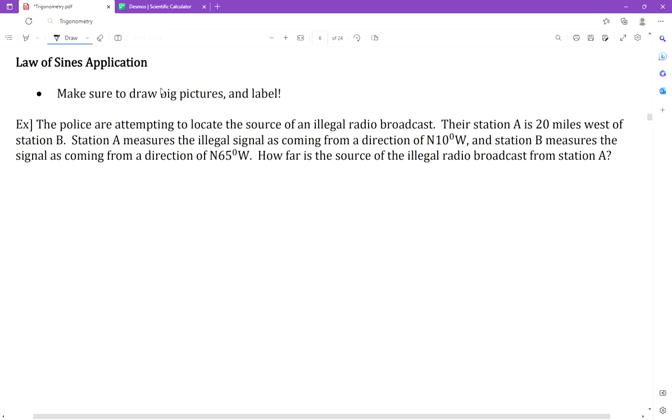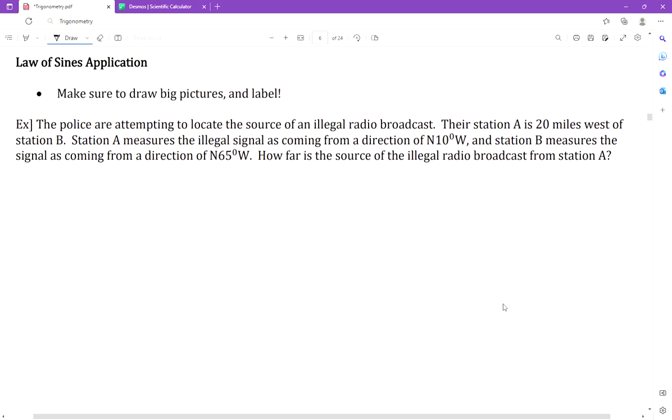Hi everyone, and welcome to our video on a law of sines problem application, so a word problem. With any word problem in trig, the main thing is to just draw big pictures and label, and then from there we usually know how to break it down. So it's either SOHCAHTOA, or now we have the law of sines, or some other formula that we'll see in the future. All right, so let's see how this gets drawn.